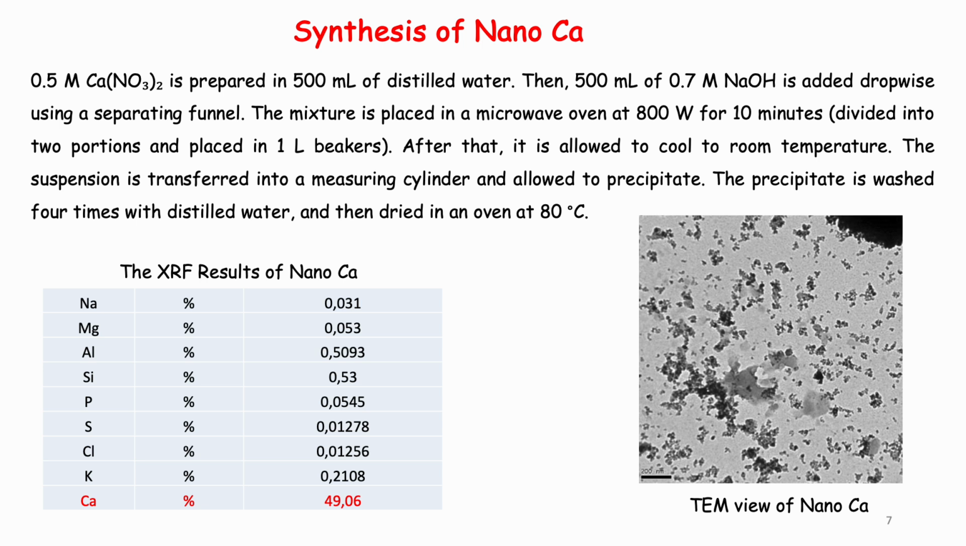Here I also show the TEM image of the synthesized nanocalcium oxide. The particles appear well dispersed and form loose aggregates with individual sizes well below 100 nanometers. The small particle size and high surface area are critical features that enable the slow and controlled release of calcium when applied to plants, making this material an effective nanofertilizer.